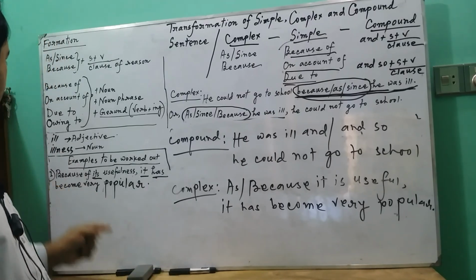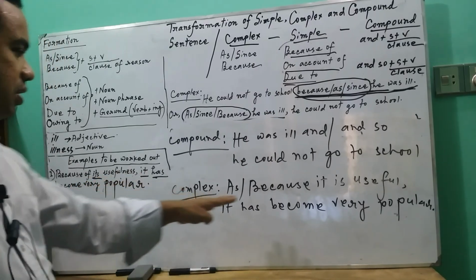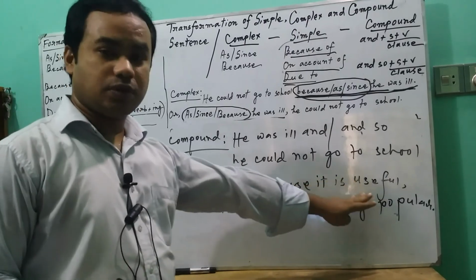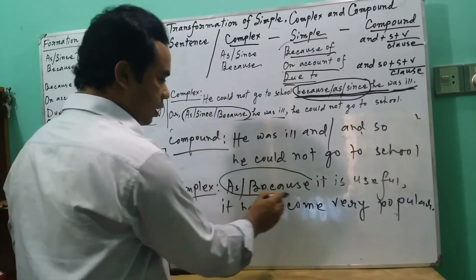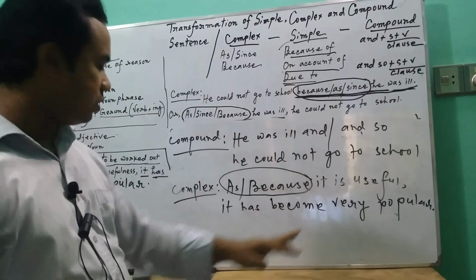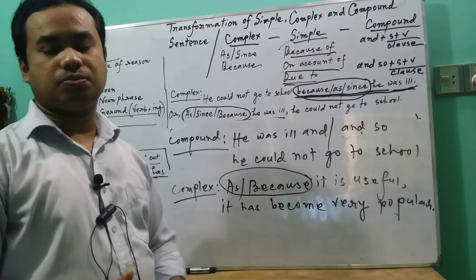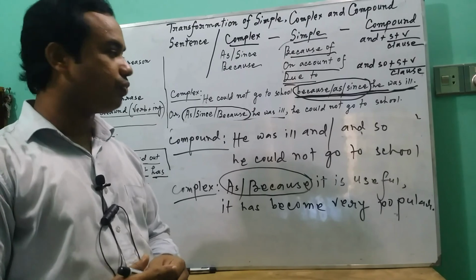Okay, I won't write the compound sentence. I'm just saying, it is useful. The compound sentence would be: it is useful, and so it has become very popular.